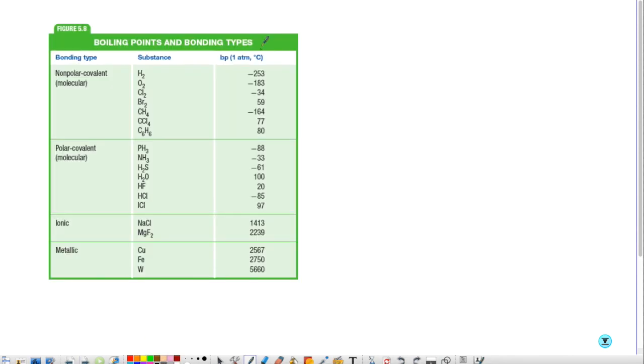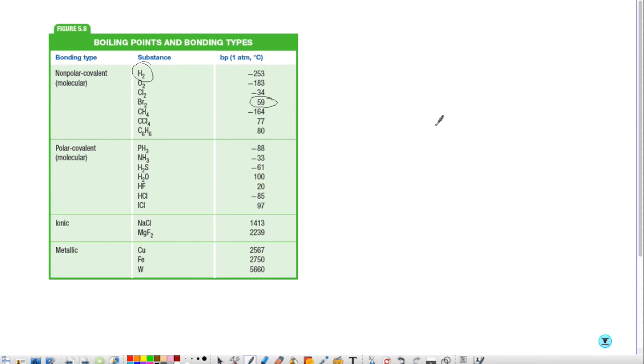So let's take a look at boiling points and bonding types. You can see the lowest boiling points are between nonpolar covalent molecules. So things like hydrogen. Hydrogen is a gas at room temperature, and in fact you have to go down to negative 253 degrees Celsius to get it to become a liquid. Okay, now what about something like bromine? Why would something like bromine have a higher boiling point than something like chlorine?